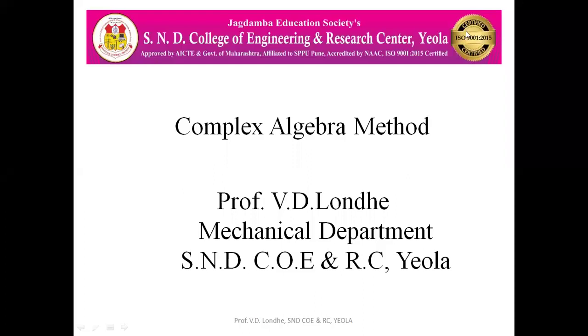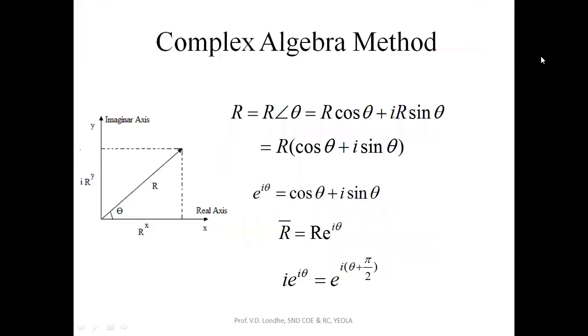Hello everyone. Today we are going to see the complex algebra method. This complex algebra method is also called the complex variable method. This method is applicable for the links in the given mechanism. For analysis purposes, if you see here, we have taken this link OA.